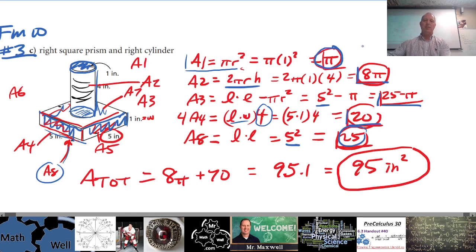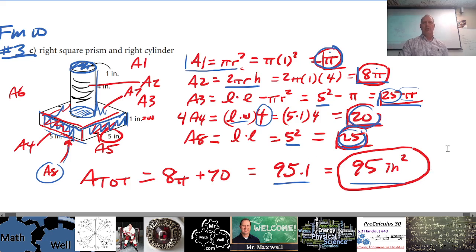So adding all these together, 1 pi plus 8 pi is 9 pi, minus pi is 8 pi, plus 25 plus 25 plus 20, that gives us plus 70. And so the exact answer would be 8 pi plus 70. The rounded answer to the nearest square inch would be 95. So that's your answer for number 3C.